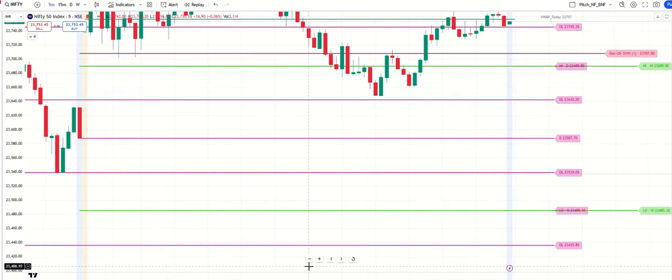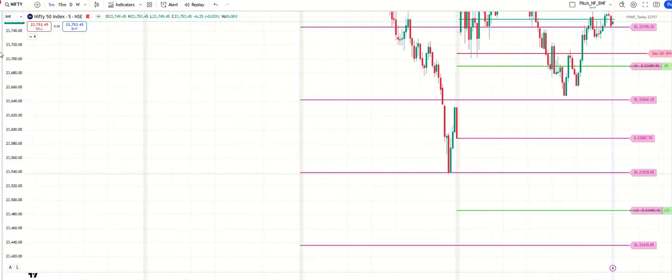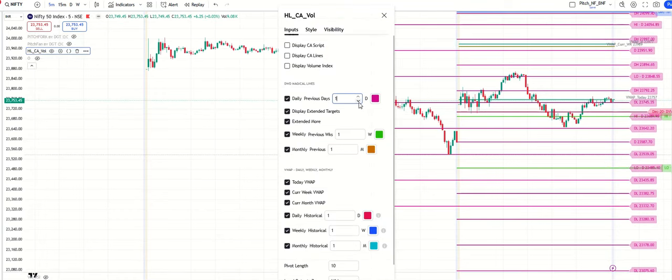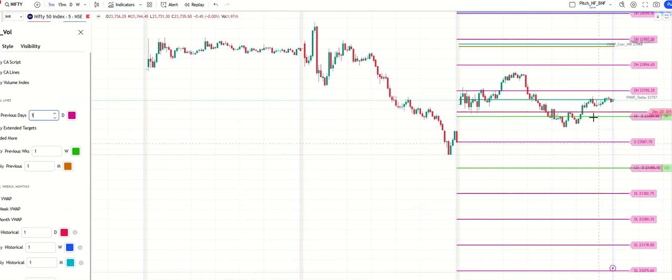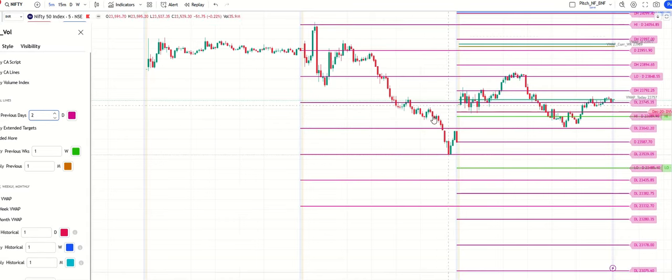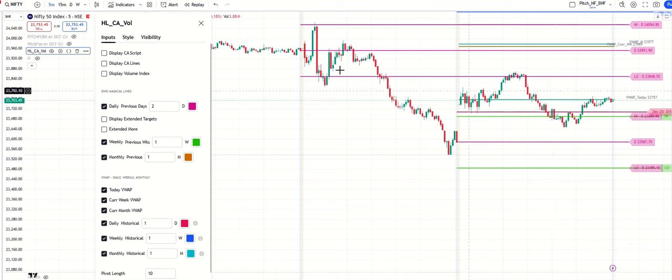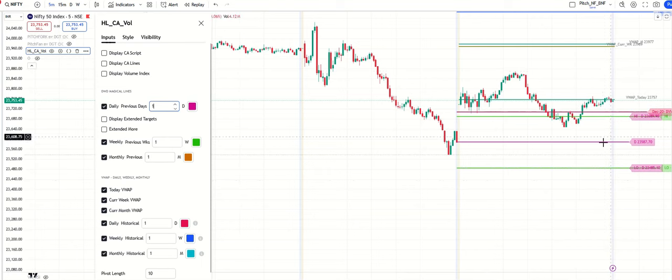One more important thing I want to tell you: if you zoom out, I want to show you a little information in terms of settings. If you make it 1, whatever is displayed here is for today. If you increase it to 2, these levels are yesterday's, which are extended to today, so it actually has more levels here. That's why I gave an option, extend more, display extended lines, so you can limit the number of lines. If I make it 1, for example, you will have only these levels.